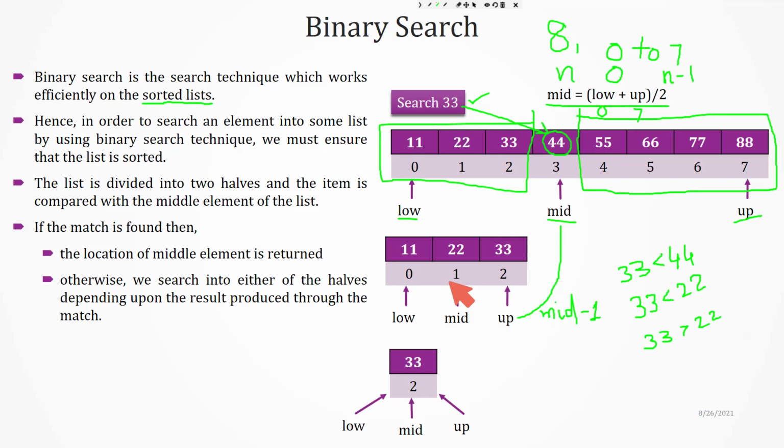Now the middle element is 22 and the element to be searched is greater than that middle element. The meaning is the element to be searched is somewhere in the right side of the middle element. So I can discard the left hand side. The only thing I have to consider is this right hand side.